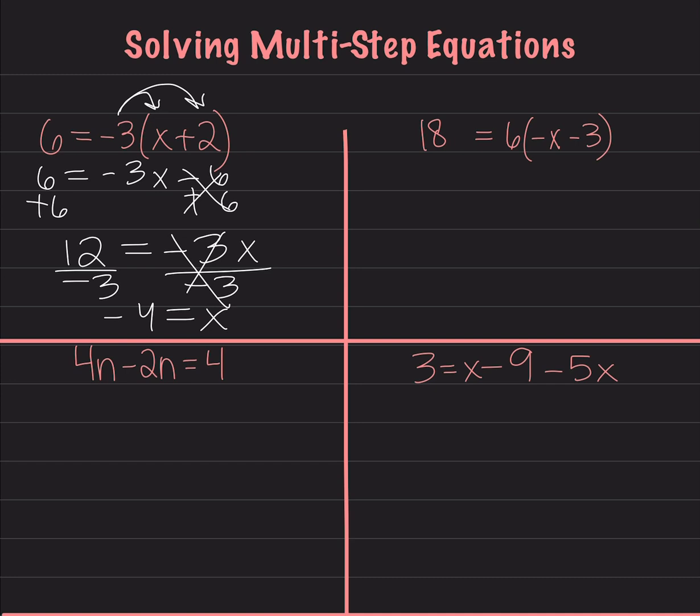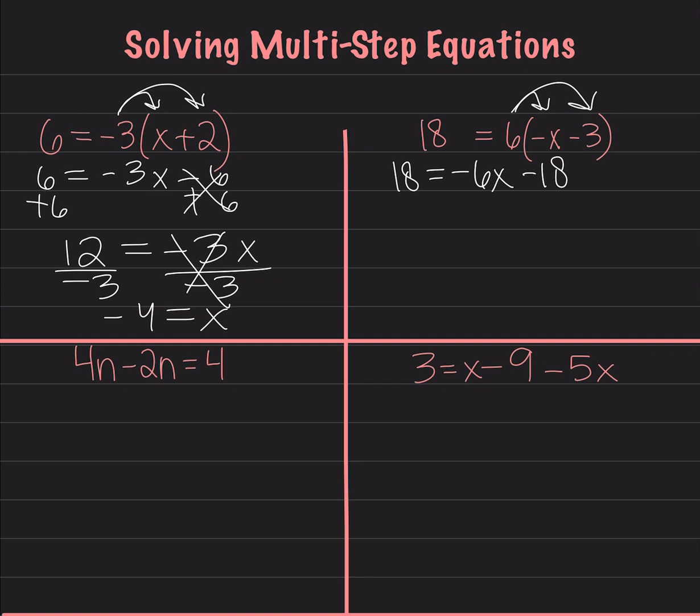Next, we have 18 equals 6 times (-x minus 3). Again, we will use our distributive property, and we are going to multiply the 6 with the -x and the 6 with the -3. So we will have 18 equals 6 times -x is -6x. 6 times -3 is -18.